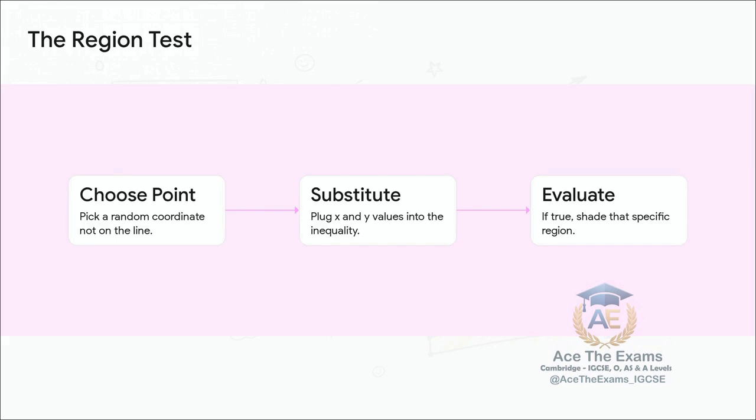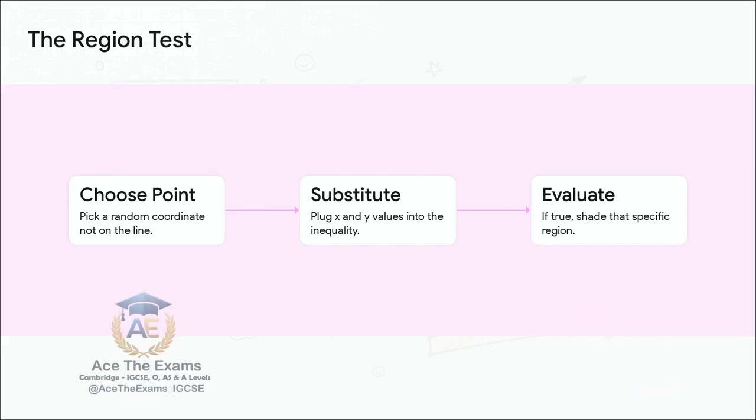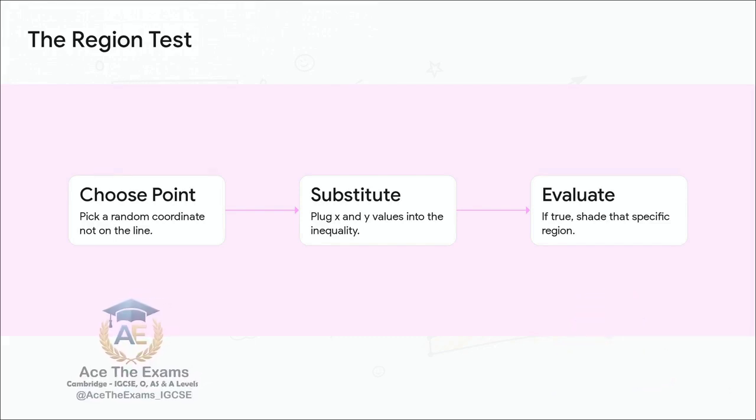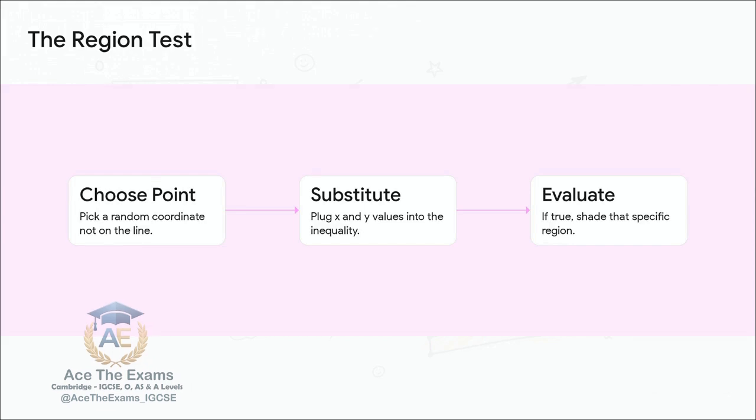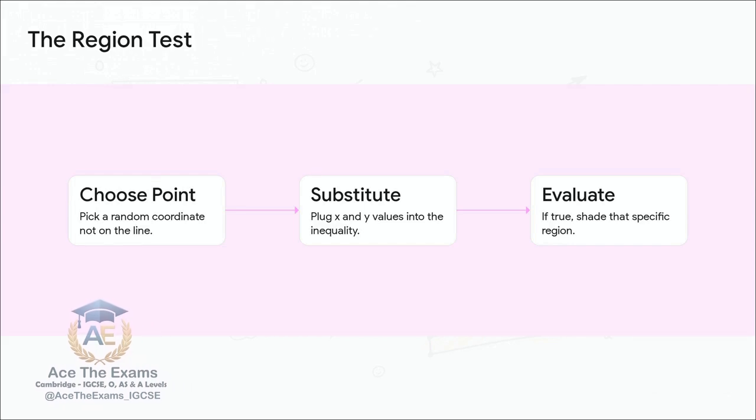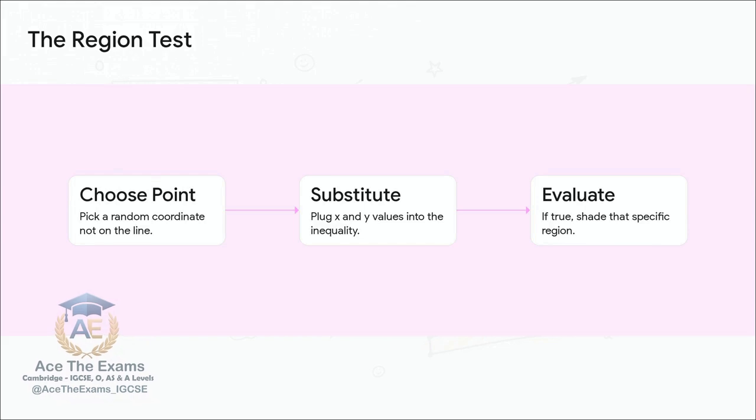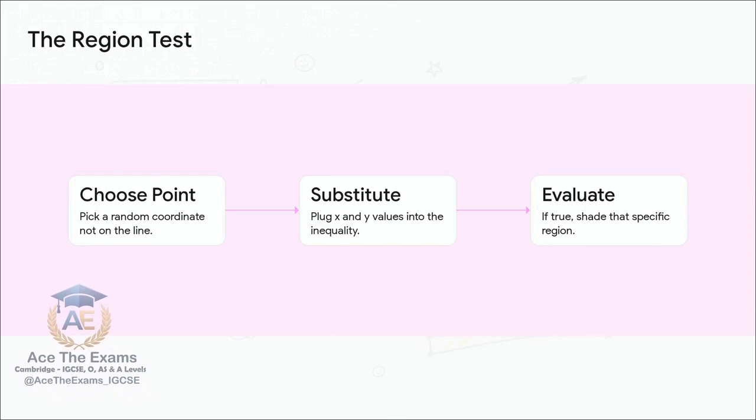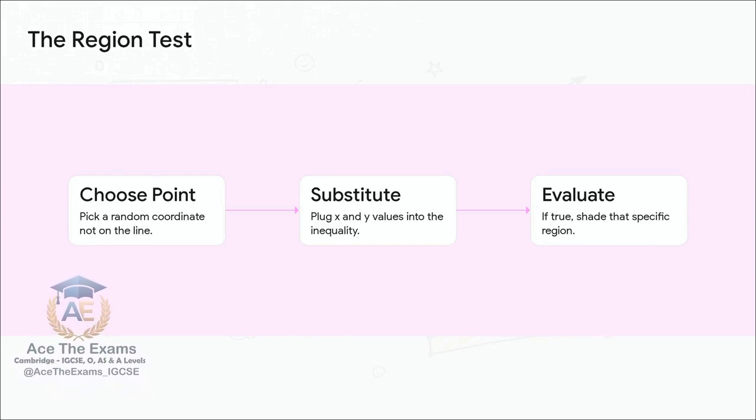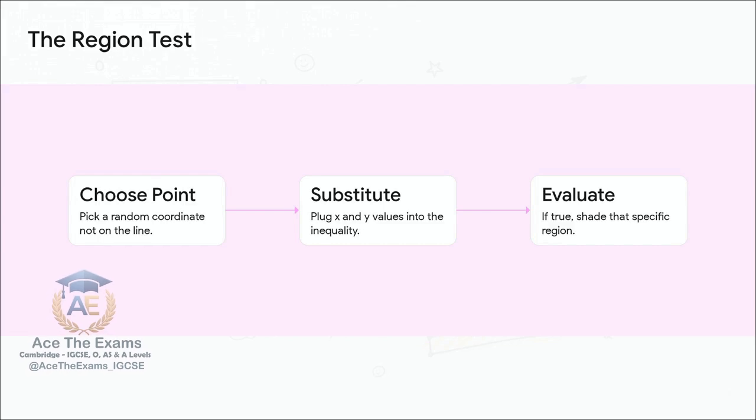We need to find the safe zone. To figure that out, we use the random coordinate test. It's a simple, foolproof, three-step method. Step 1. Choose any random coordinate point on the graph, as long as it does not sit exactly on the line you just drew. A great pro tip for saving time is to use 0, 0 if your line doesn't pass through it, because zeros are incredibly fast to calculate.